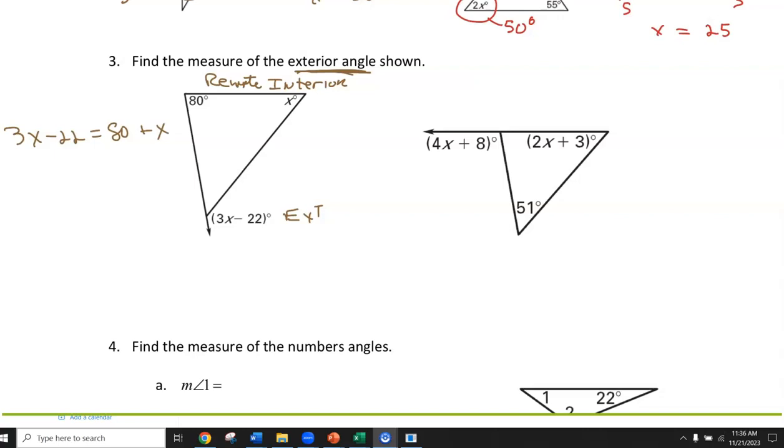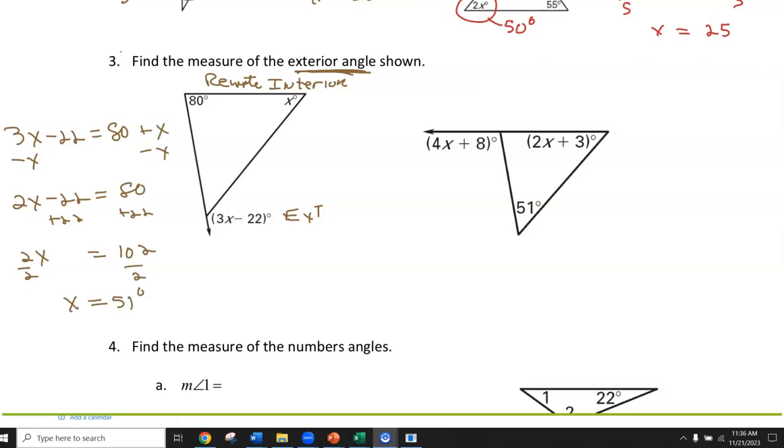My goal now is to get numbers on one side and x's on the other. I'm going to move this x over. That's going to give me 2x minus 22 equals 80. I'm going to add 22 to each side. 2x equals 102. Divide by 2, x is going to be 51. So that's my first step.